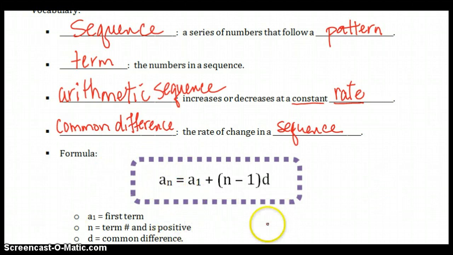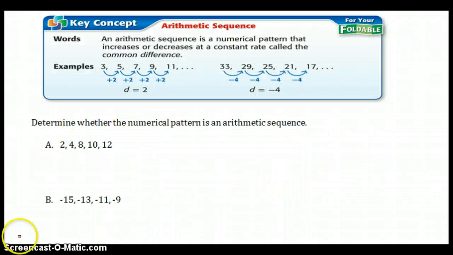So I want to come back to the formula. So flip over to the back page, please. Let's look at the box at the top of the back page. An arithmetic sequence is a numerical pattern that increases or decreases at a constant rate called the common difference. Let's look at a sequence before we talk about that formula. Here's a sequence. It goes from 3 to 5, from 5 to 7, from 7 to 9, from 9 to 11.